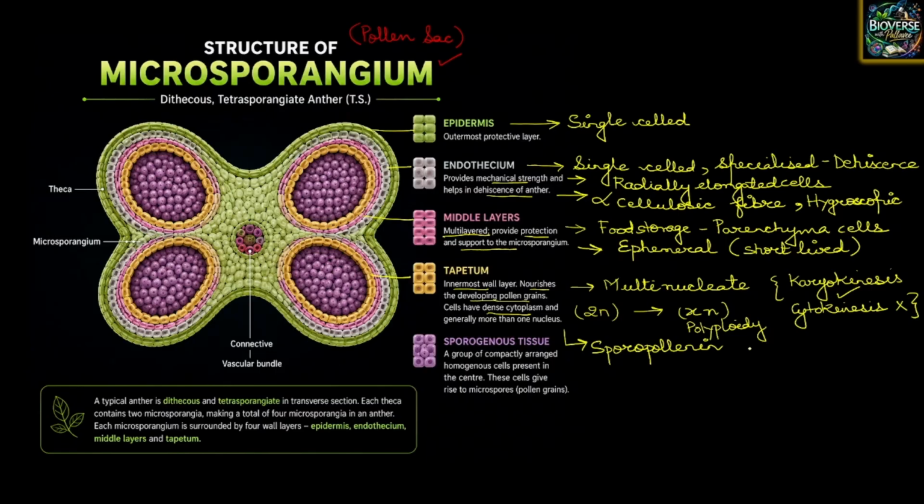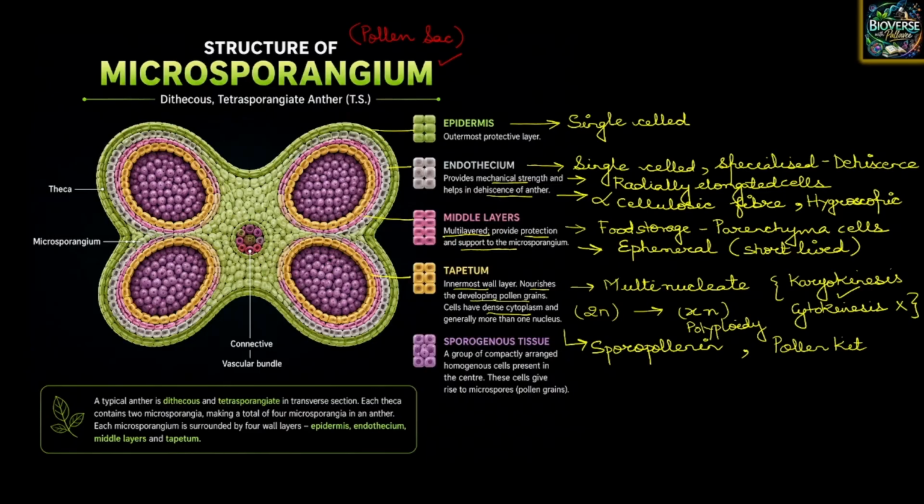Now, one more important thing is the pollen kit. This pollen kit is a structure that is present as an oily layer around the pollen grain. In plants in which pollination generally takes place by insects, these pollen kits are present, and they are composed of lipids and carotenoids.